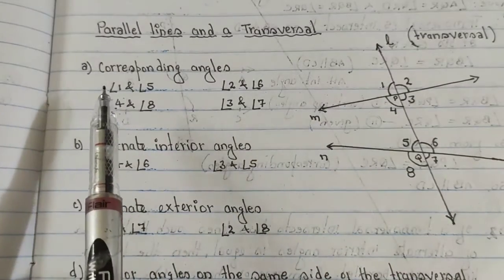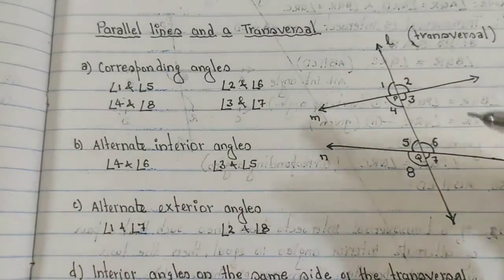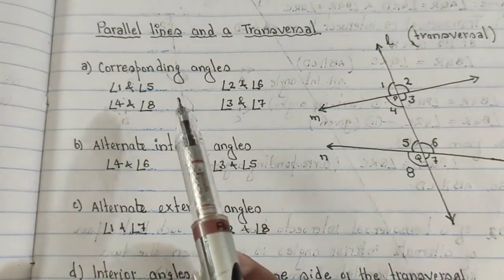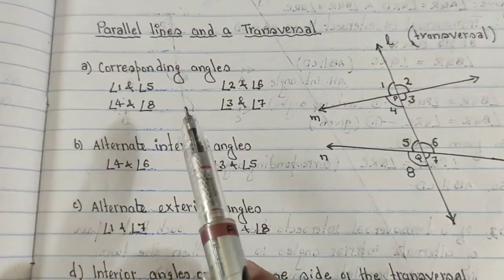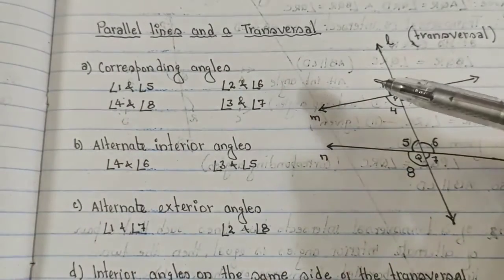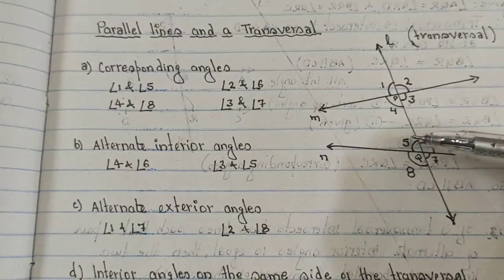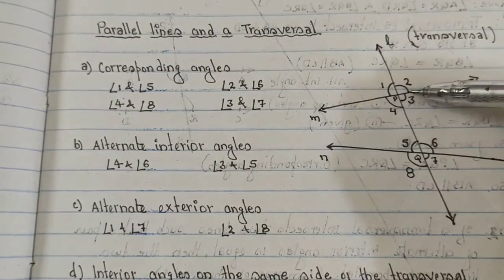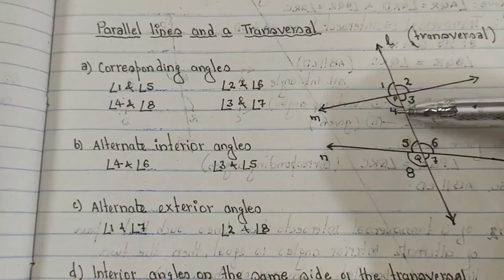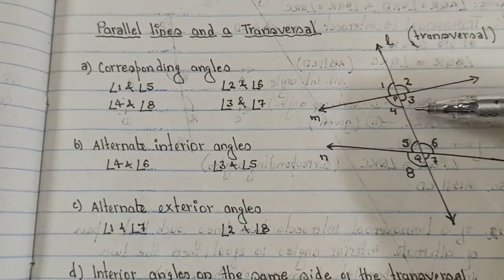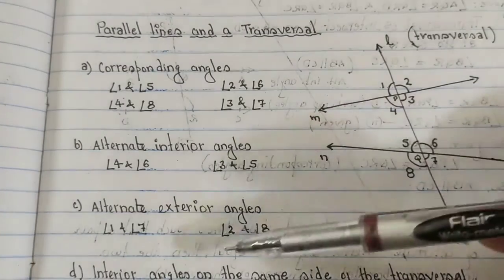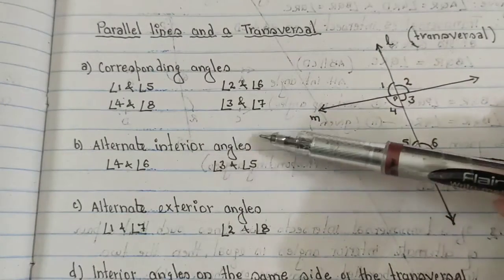So here, corresponding angles. What are corresponding angles? Here there are 4 pairs of corresponding angles: 1 and 5, 2 and 6, 4 and 8, 3 and 7. These are corresponding. Now what is alternate interior angle?